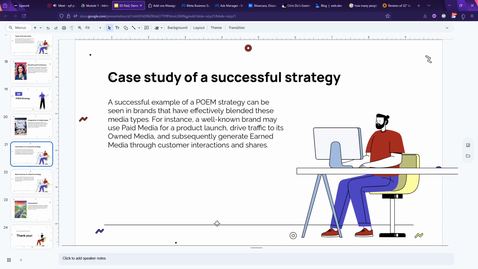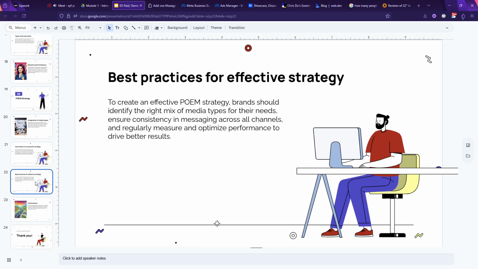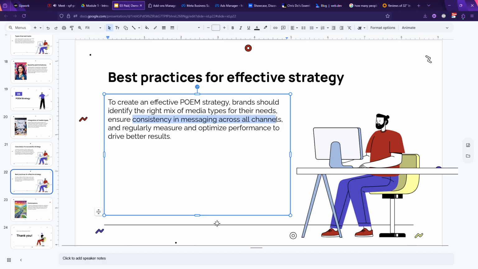So this one is a case study. To create an effective media strategy, brands should identify the right mix of media types for their needs, ensure consistency in messaging across all channels. Whatever they're saying, it should be consistent, and regularly measure and optimize performance to drive better results.